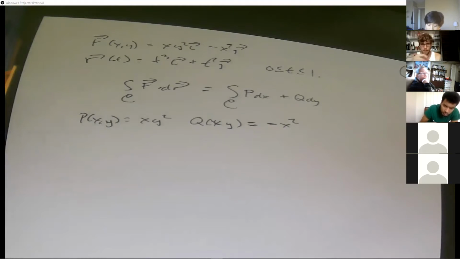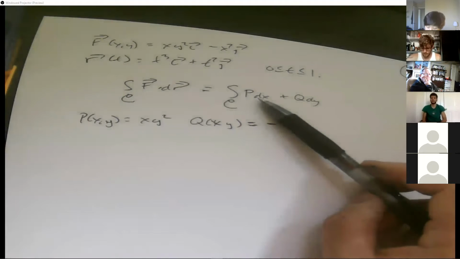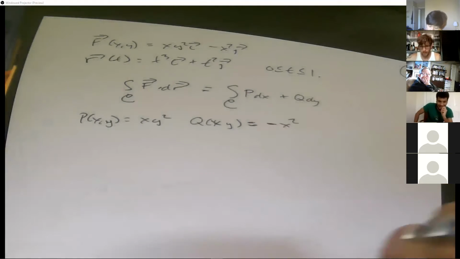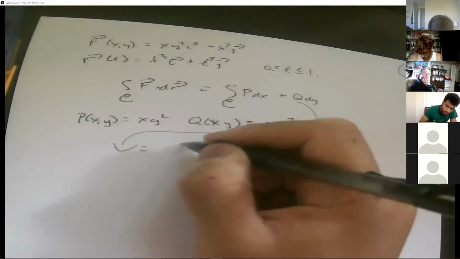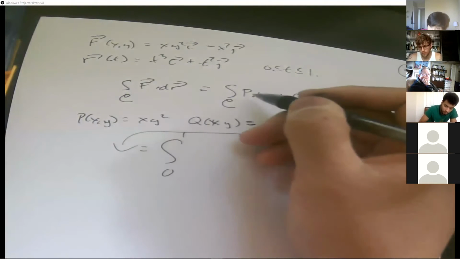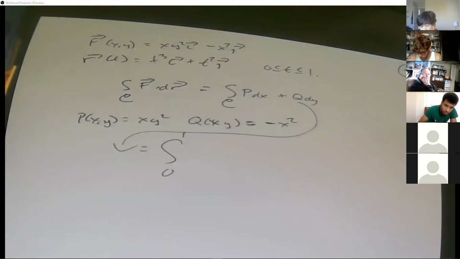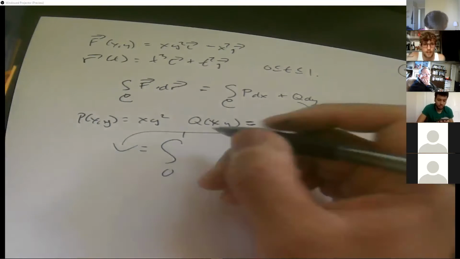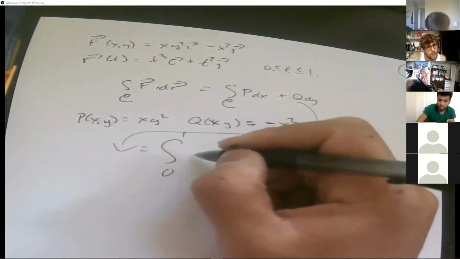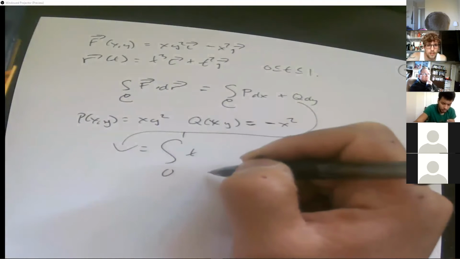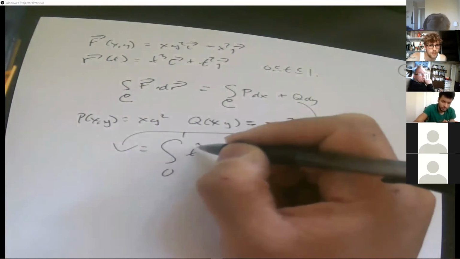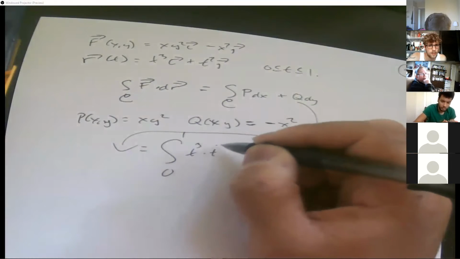Right? And I want to compute this now. So if I want to compute this, I need to incorporate r of t. And so this is the integral from 0 to 1 of p of r of t. What is p of r of t? You put r into p. Yep. And what do I get? t cubed times y squared, so t cubed times t squared.